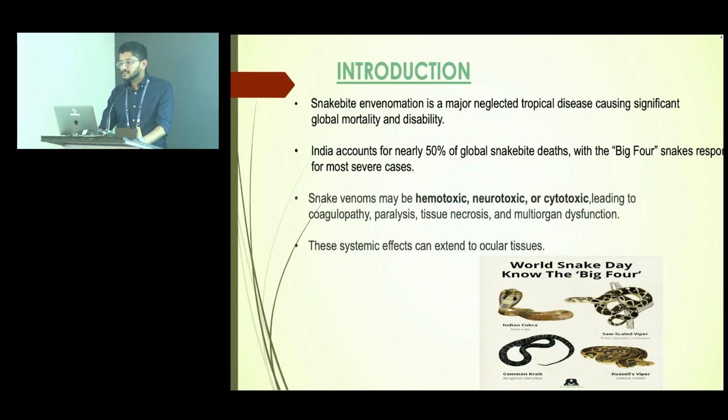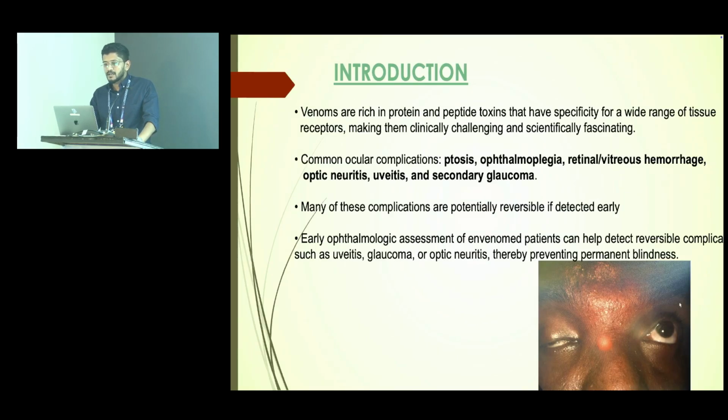Snakebite envenomation is a major neglected tropical disease causing significant global mortality and disability. India accounts for nearly 50% of global snakebite deaths, with the big four snakes responsible for the most severe cases. These are the big four snakes responsible for the severe cases in India. Snake venoms may be hemotoxic, neurotoxic, or cytotoxic, leading to coagulopathy, paralysis, tissue necrosis, and multi-organ dysfunction. These systemic effects can extend to ocular tissues also. Venoms are rich in protein and peptide toxins that have specificity for a wide range of tissue receptors, making them clinically challenging and scientifically fascinating.